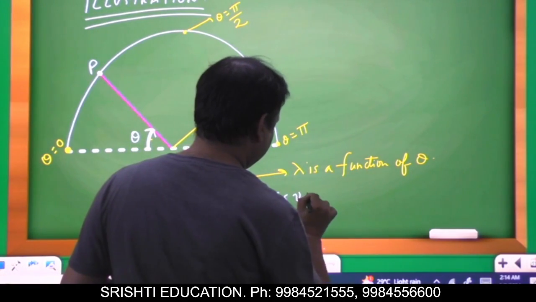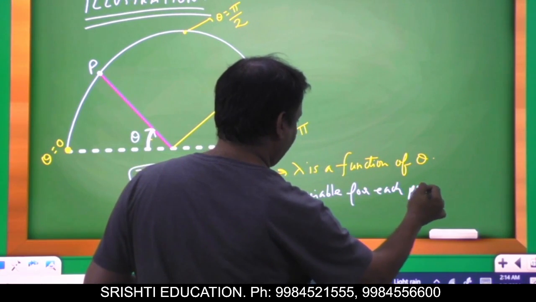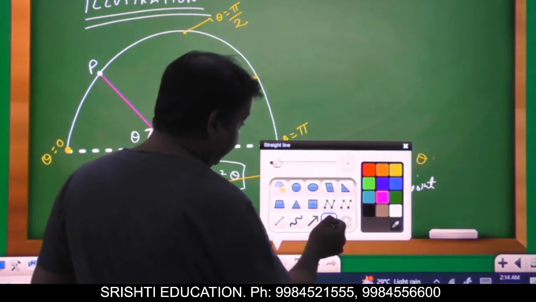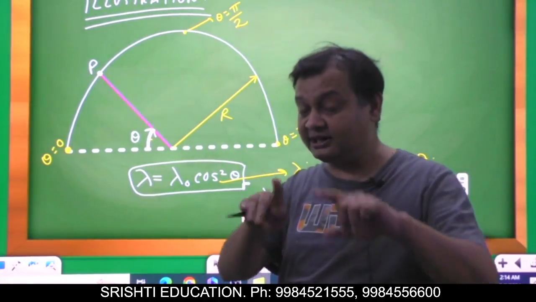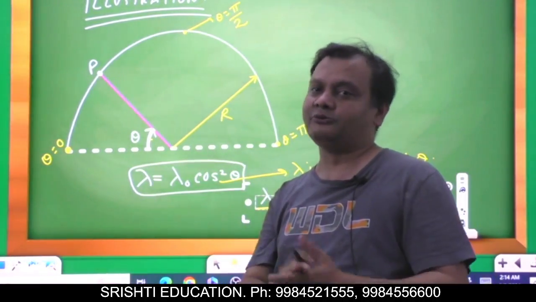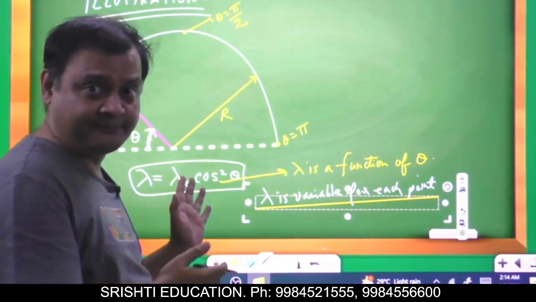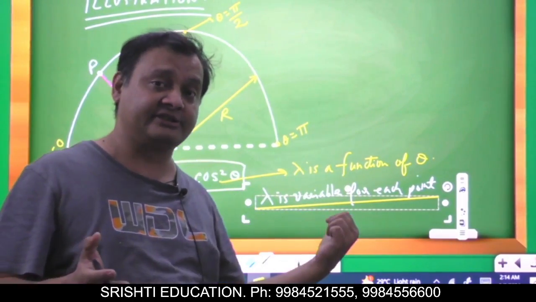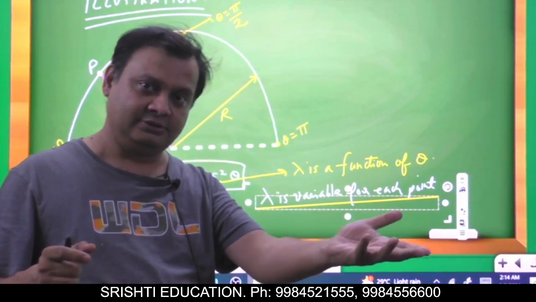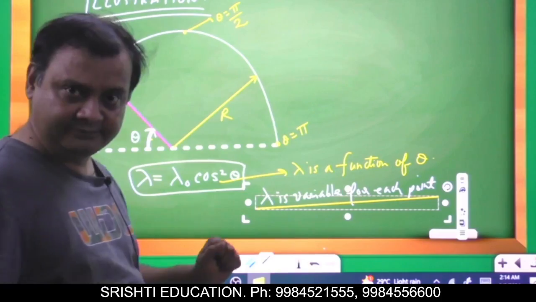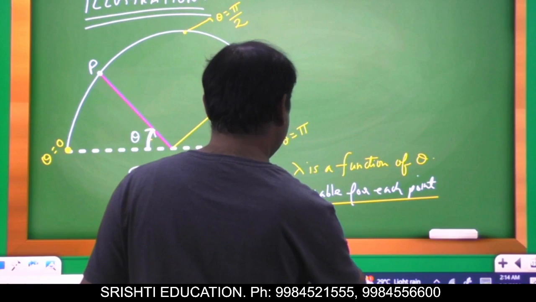Lambda is variable for each point. And again something is changing continuously. Remember, if lambda is changing continuously on the length, we are bound to apply calculus. We cannot use the homogeneous equation like in the previous illustration. The difference between the previous illustrations and this one is that in the previous 2 or 3 illustrations we were seeing lambda as a function of x, a linear variable. In the present illustration we are exploring a problem in which lambda is a function of an angular variable.